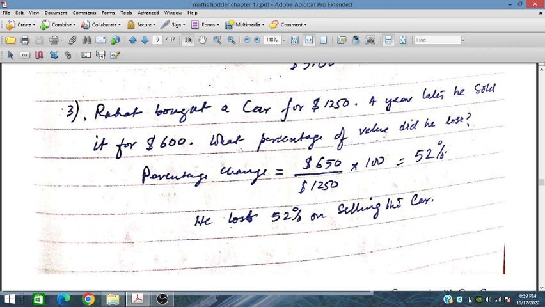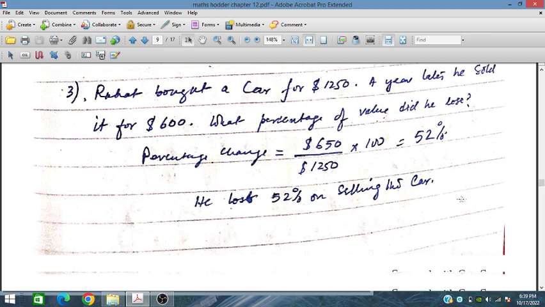Rahat bought a car for $1,250. A year later, she sold it for $600. She bought it for $1,250 and sold it at a very low price, less than half. What percentage of value did she lose? The percentage change is 1250 minus 600, which is equal to 650, divided by 1250 into 100%. So 52% is the percentage loss. So she lost 52% on selling the car.